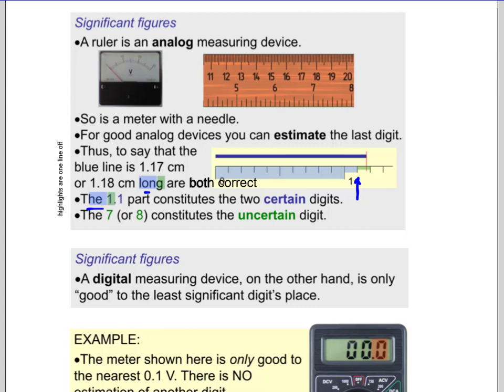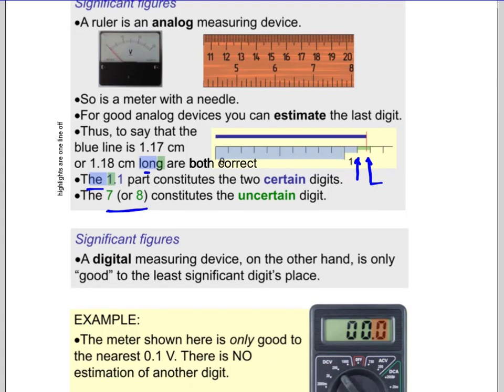Now we're going to be doing a little bit of estimating on where that red line falls. Is it 1.17 or is it 1.18? The uncertainty now falls on the 7 or the 8. Both would be correct, because it's just an estimate, but you can only get so accurate when you are looking within those estimated ranges.